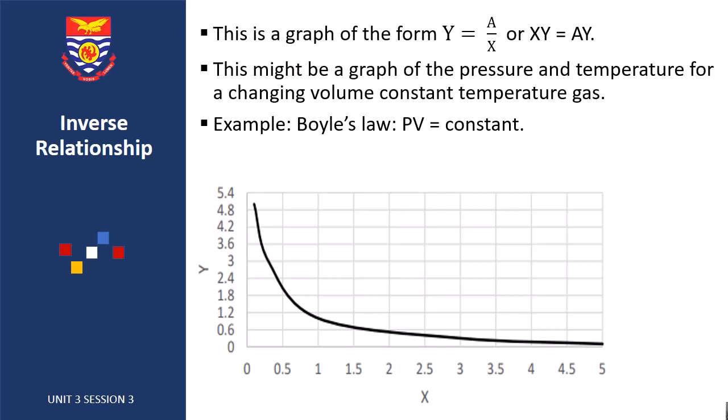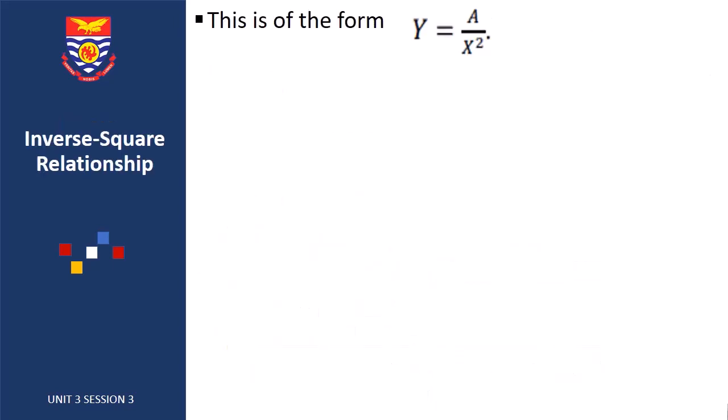Over here, when you look at the form, we are saying that y = a/x. In other words, y is inversely proportional to x. And so the inverse relationship kind of graph is another form of graph that we are likely to meet in physics. We also have the inverse square relationship as a form of graph. This is of the form y = a/x², or y is inversely proportional to the square of x.